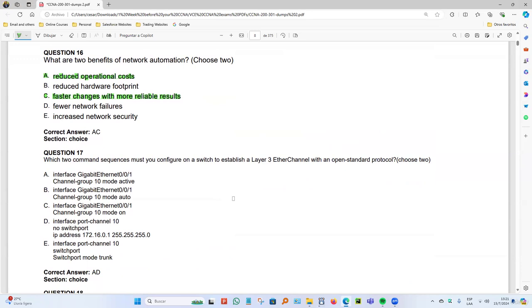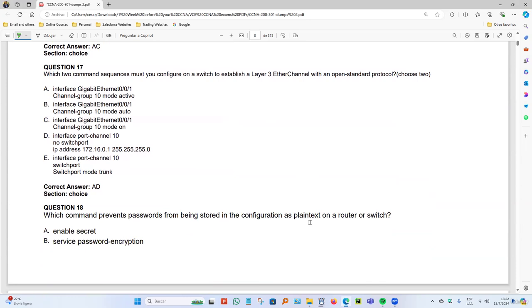To complete the next question, question 17. Which 2 command sequences must you configure on a switch to establish a layer 3 Ether channel with an open standard protocol? Okay, let's go ahead and read that one. Which 2 command sequences must you configure on a switch to establish layer 3 Ether channel on an open standard protocol? Okay, so the first answer is A. You have to configure the interface and the channel group mode active, channel group 10 mode active.